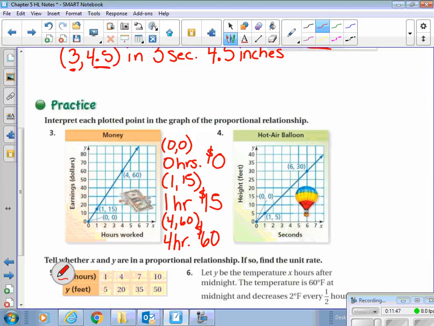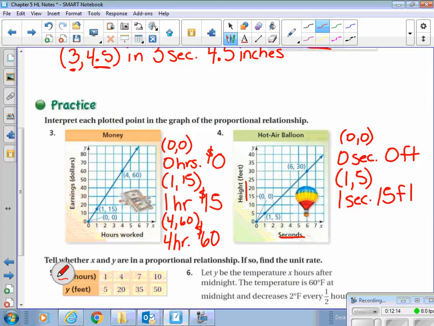The next one, dealing with hot air balloon, we're looking at seconds and height. So the origin, 0, 0, would represent 0 seconds pass. You didn't ascend anywhere. You're not going any feet. You're still on the ground after 0 seconds. The next one, 1, 5, means that after 1 second, you would be 5 feet off the ground. And the last one, 6, 30, means that after 6 seconds, you're now going to be 30 feet off the ground.